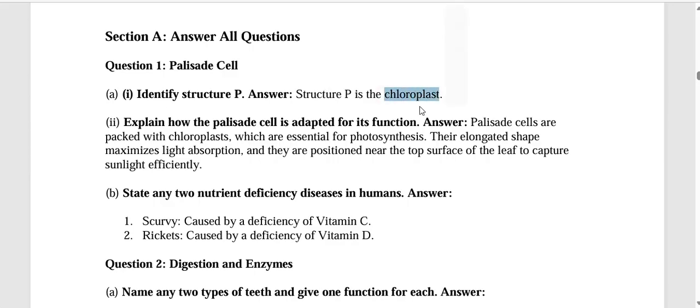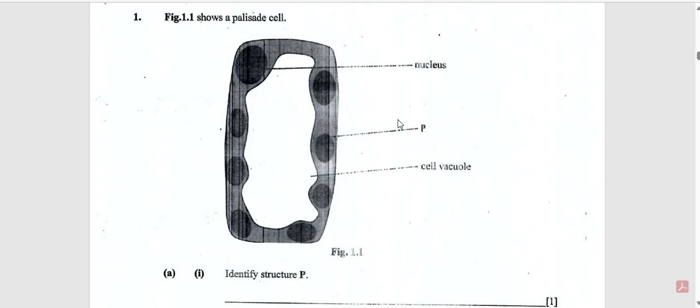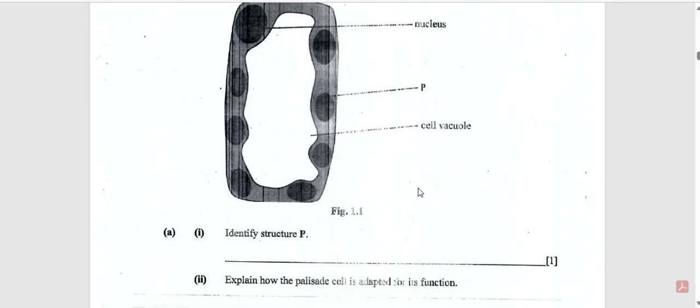You need to know the chloroplast. Okay, let's move on. So now the other parts: the nucleus. The nucleus controls the activities of the cell. Then there's a liquid between the chloroplasts, the cytoplasm. It's not labeled. Cytoplasm, this is where all the biochemical reactions take place. Then the vacuole stores minerals in the plant.